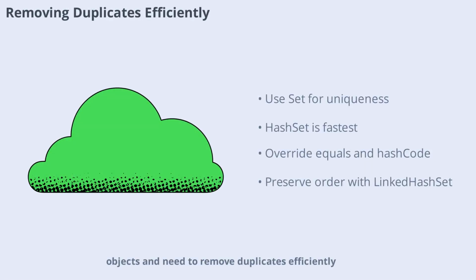Imagine you have a large list of objects and need to remove duplicates efficiently. The best approach is to use a set, which automatically ensures uniqueness. HashSet is the fastest option, while LinkedHashSet preserves insertion order. For custom objects, it's crucial to override equals and hashCode methods correctly. This ensures that your objects are compared based on their actual content, not just their memory addresses. By converting your list to a LinkedHashSet and then back to a list, you get a collection free of duplicates and maintain the original order.